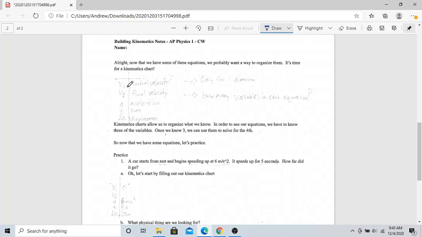And that is VI, initial velocity, how fast I'm going when I start looking at this object. VF, final velocity, how fast I'm going when I stop looking at the object. A, acceleration, pretty self-explanatory. T, time, that's just basically the time it's been traveling. And delta X, which is the displacement.